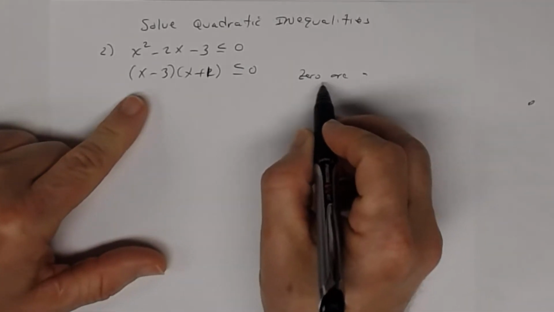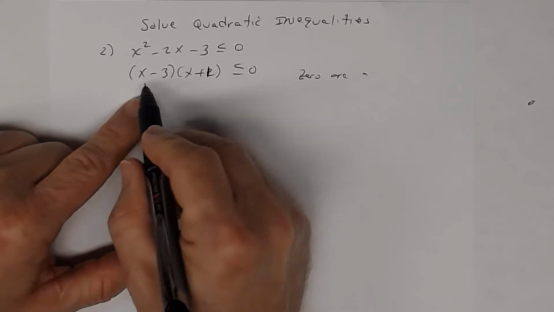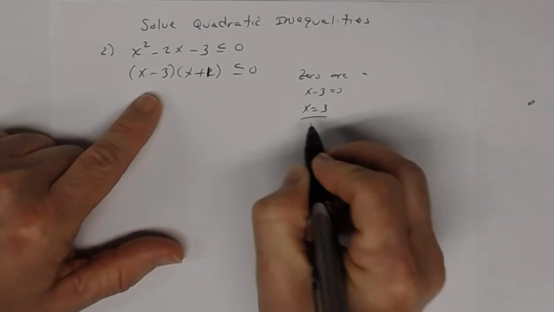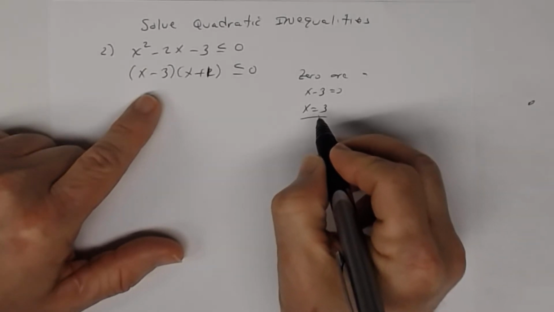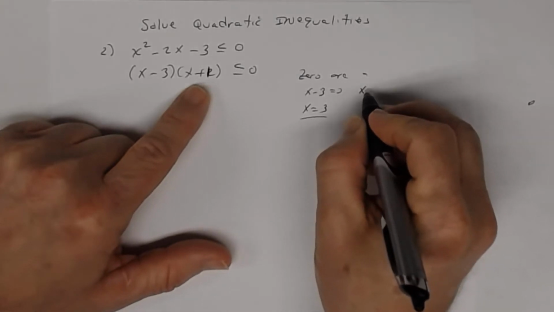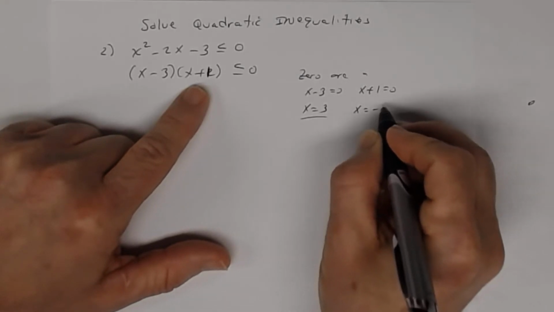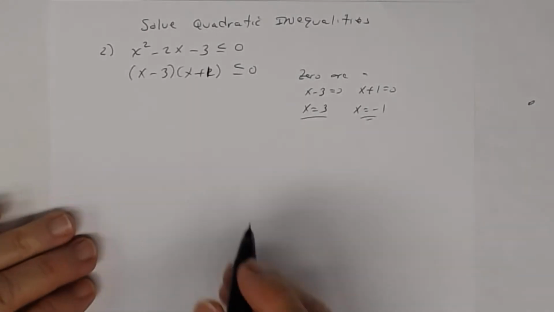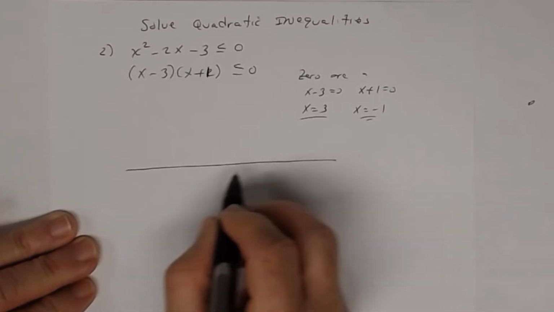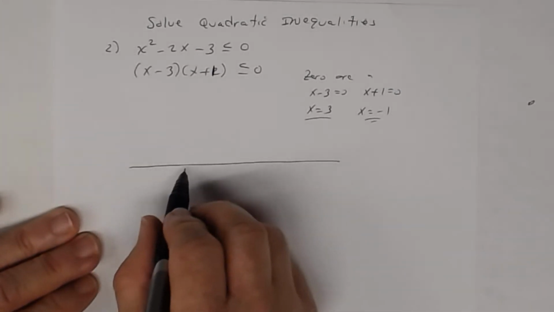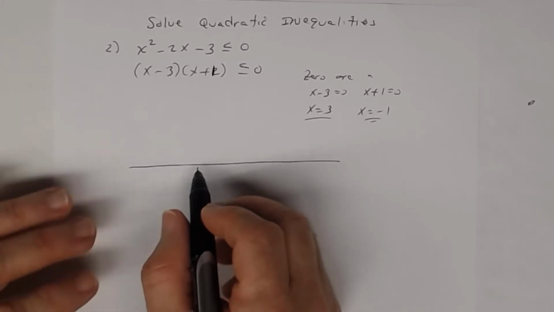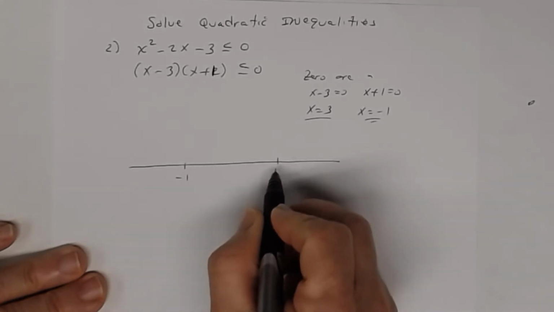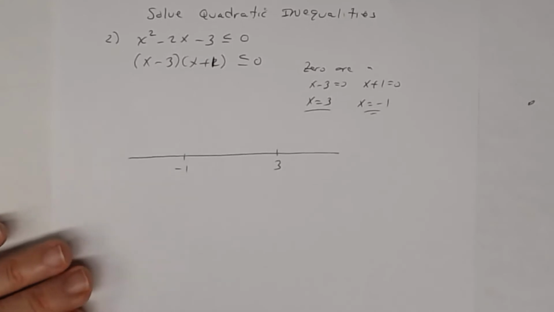So my zeros or critical numbers are found by setting each of those factors equal to 0. I have x minus 3 equals 0, so x equals 3. That's one of your critical numbers. My other critical number: x plus 1 equals 0, solve for x, and I get x equals negative 1. So I have my two critical numbers. Once you find your zeros, you put them on the number line, and make sure you put them in order. If you don't put them in order, you're going to mess up your solutions. So you put negative 1 first, and then 3 next. Negative 1 comes before 3 on the number line.